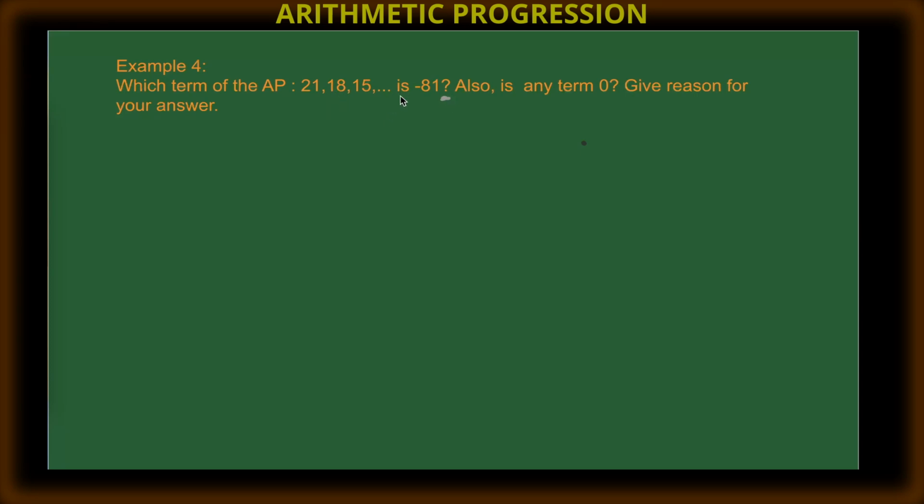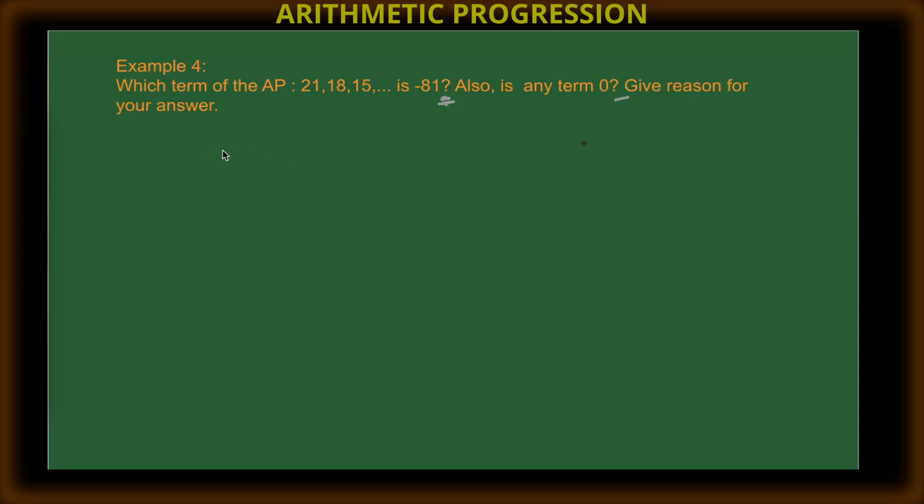Okay, so let's try to solve it. We have 2 question marks here which we need to solve. First, minus 81. Is minus 81 any term of the AP, and also is 0 any term? We need to give a reason for our justification. So let's try to find which term minus 81 is.